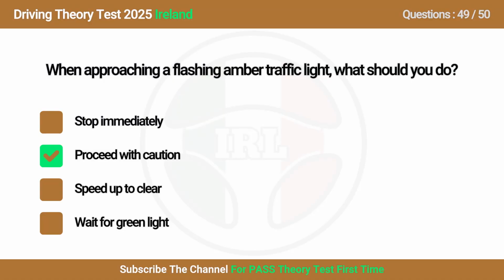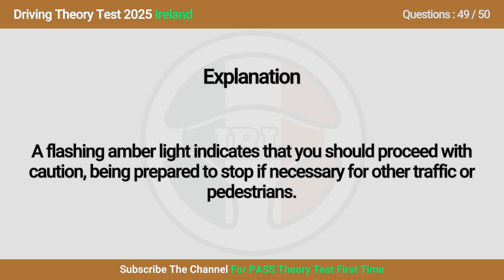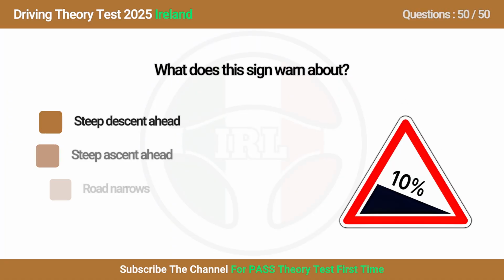Answer is B. Proceed with caution. A flashing amber light indicates that you should proceed with caution, being prepared to stop if necessary for other traffic or pedestrians. Question 50. What does this sign warn about?